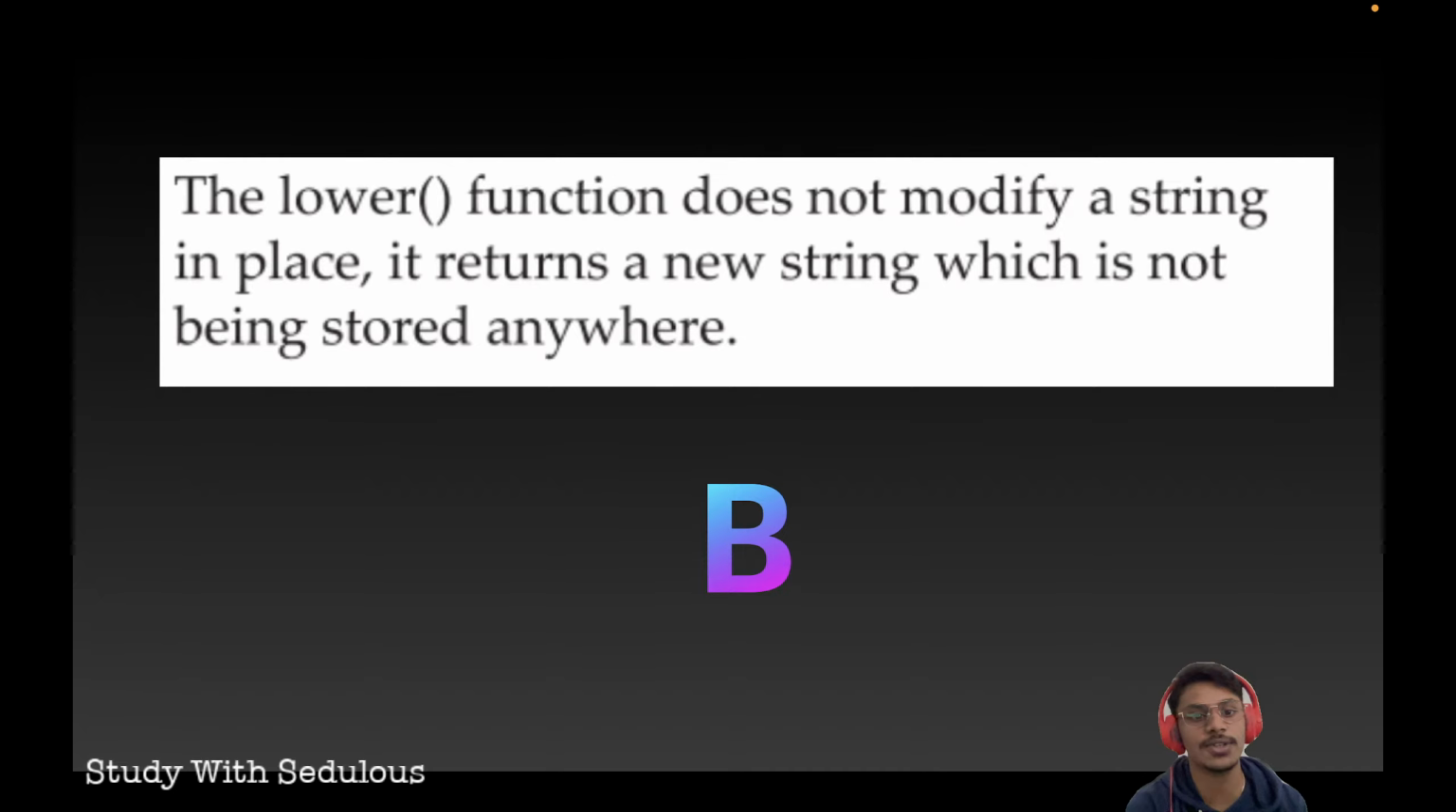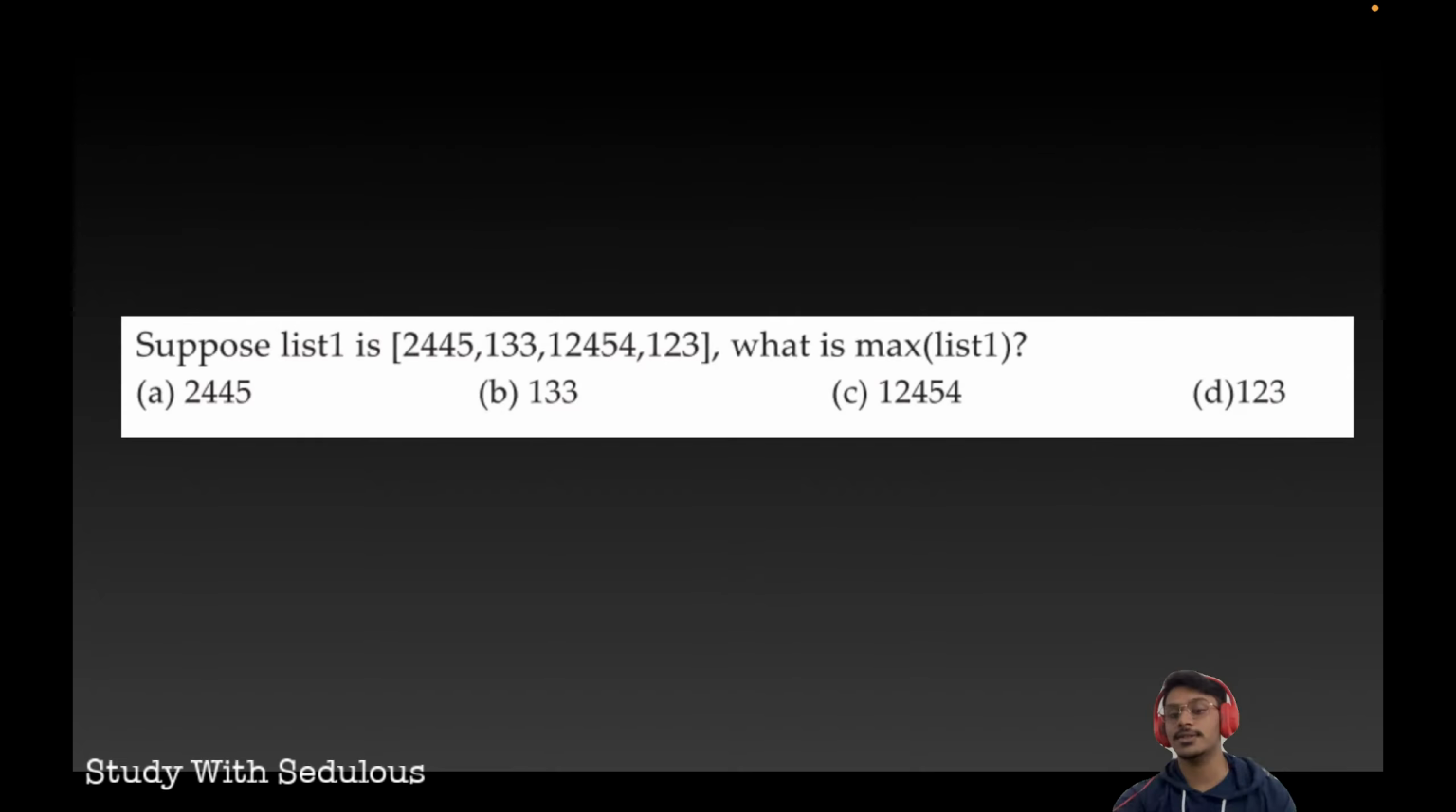Suppose list is 2445, 133, 12454, 123. What is max of list 1? Max, which is the maximum number that we have, is 12,454. So the answer is C.